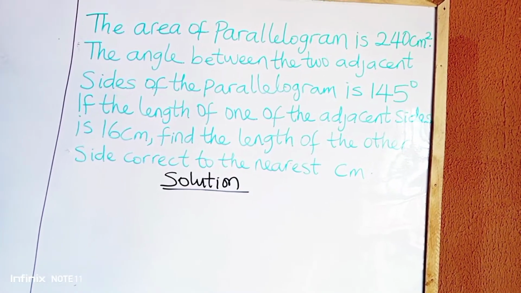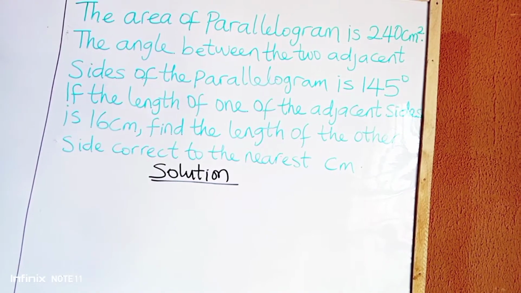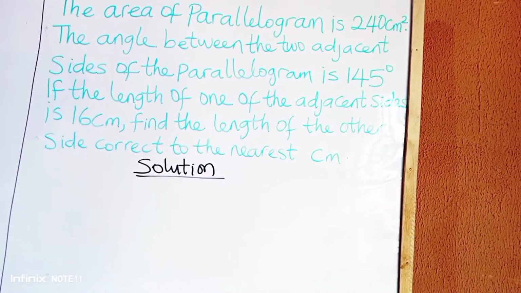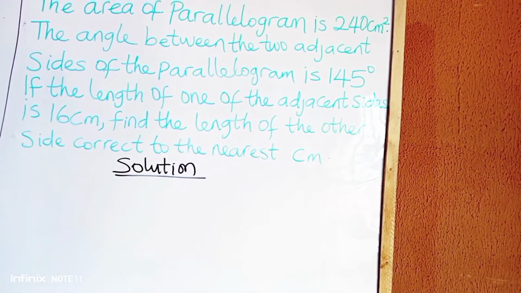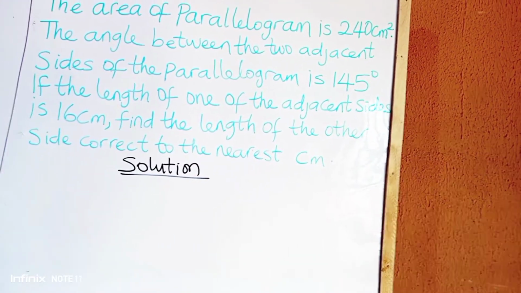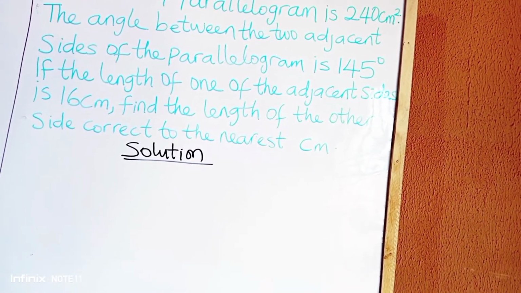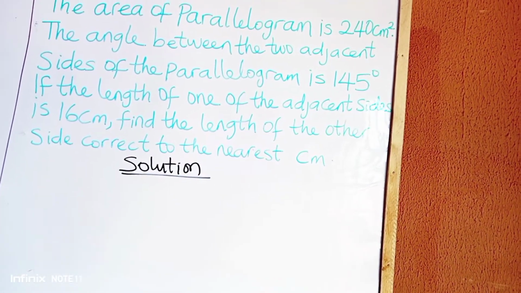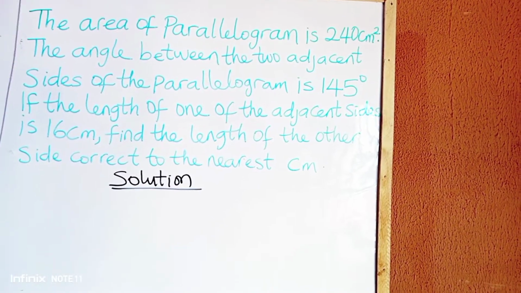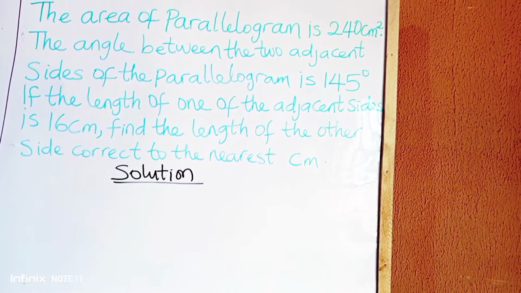The area of a parallelogram is 240 centimeters squared. The angle between the two adjacent sides of the parallelogram is 145 degrees. If the length of one of the adjacent sides is 16 centimeters, find the length of the other side correct to the nearest centimeter. Now, what is the area of a parallelogram?